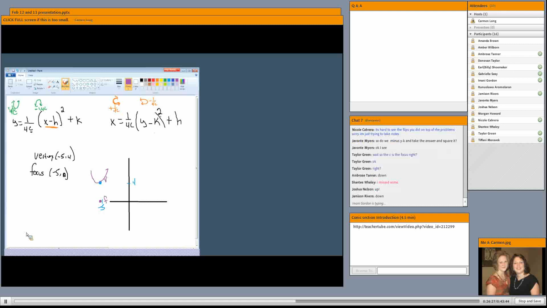Okay, so we need to find the vertex. We need to find the length of C. We need to know which way this thing opens. Which way does it open? We can know that right here.